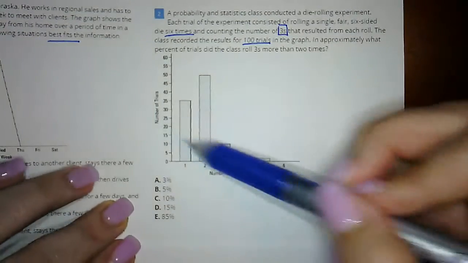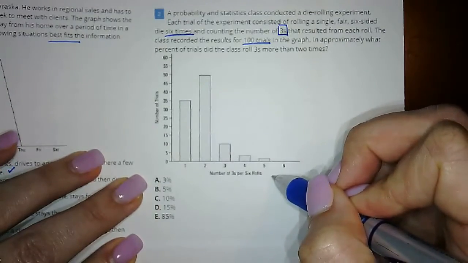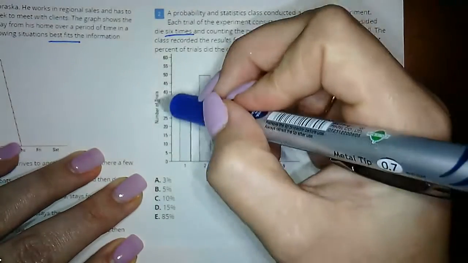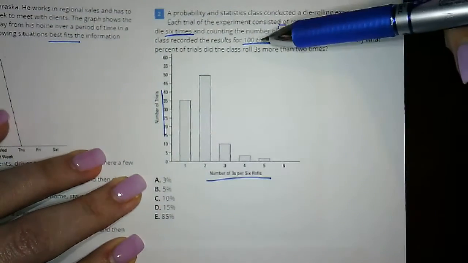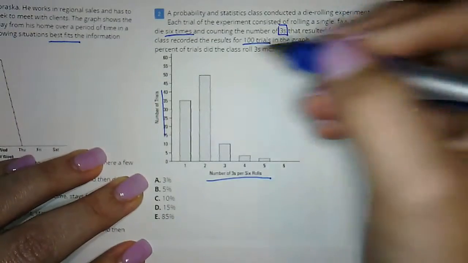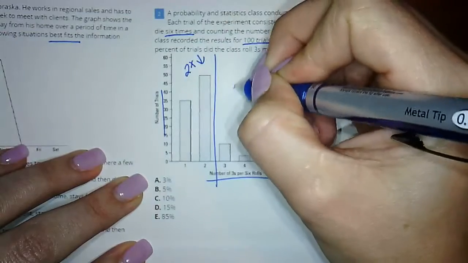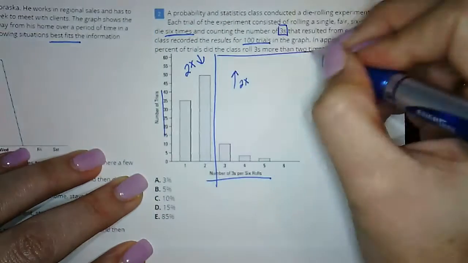So again, look at your sides. This is number of threes per 6 rolls. This is number of times rolled. So we want to know the percent of trials in which the class rolled threes more than 2 times. So this is twice. This is 2 times or less. This is more than 2 times. So we're only focused on this area.